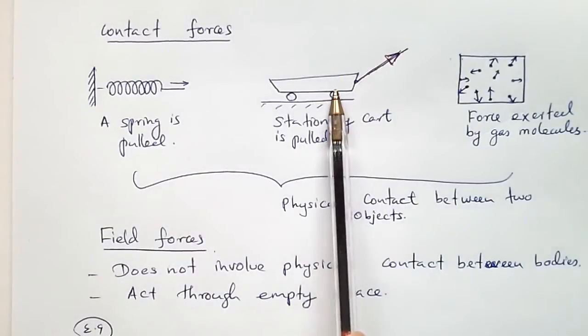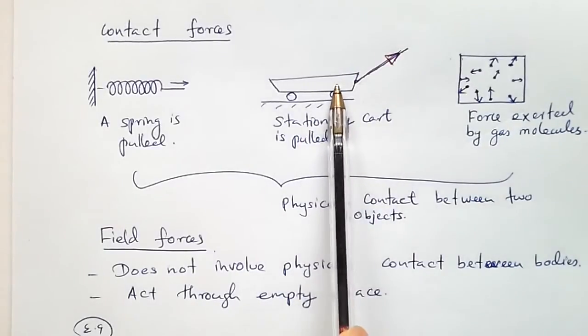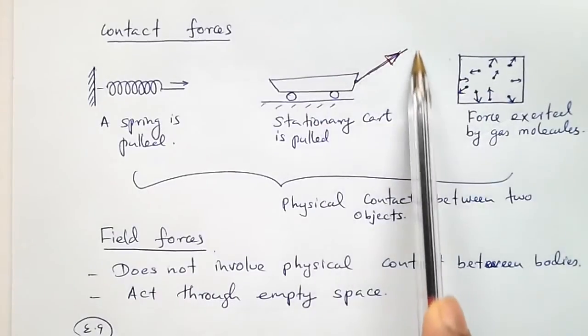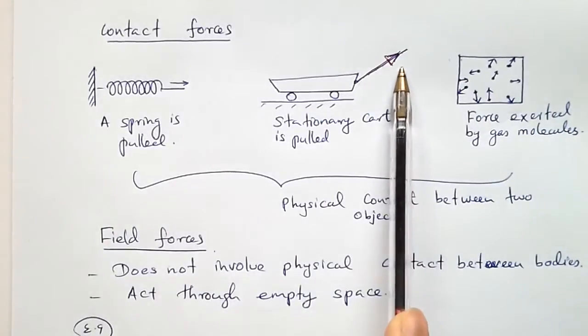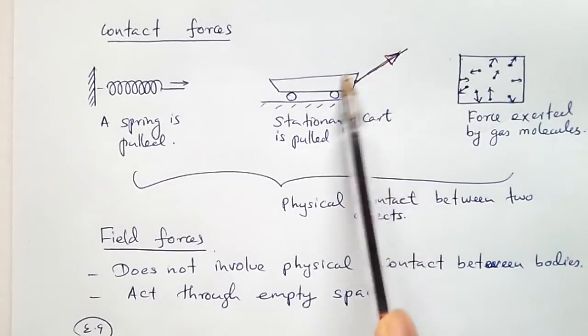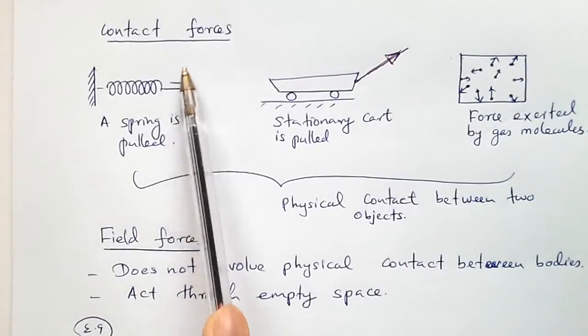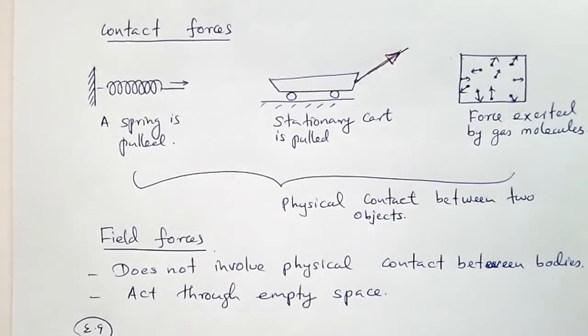And imagine this situation, a stationary cart is pulled. Even in this case, this system and the person who is pushing or pulling this object are physically connected. We say something is a contact force if there is physical contact between these two objects. Hence the name contact forces.